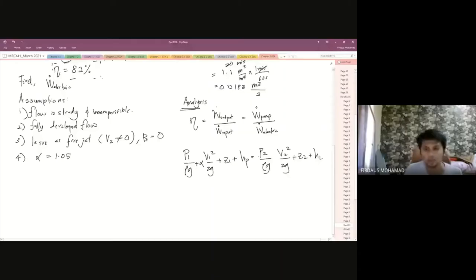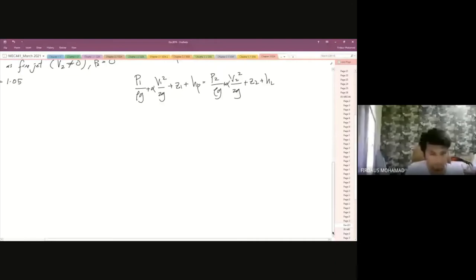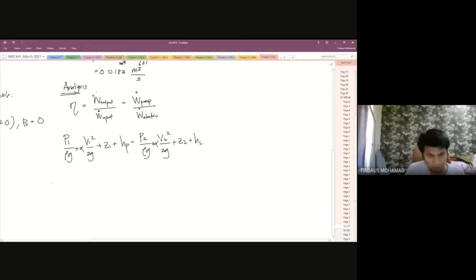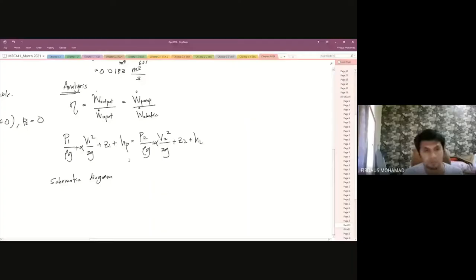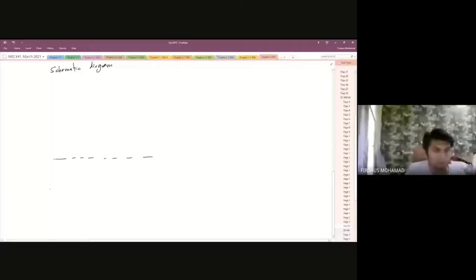Okay, so in order to analyze the Bernoulli equation, kita kena ada gambaran lah. We need to sketch the condition for our case. Okay, so schematic diagram. Dia pump daripada apa? Underground lah. Betul? Betul. So underground. So maknanya this is underground. And then dia ada water apa? Oil tank. Ini standard petrol pump dekat Malaysia lah. Dia ada oil tank kat bawah. Okay, oil tank.